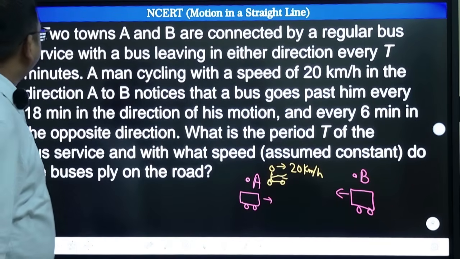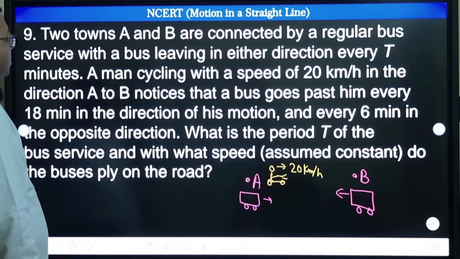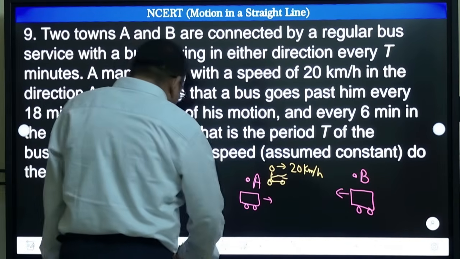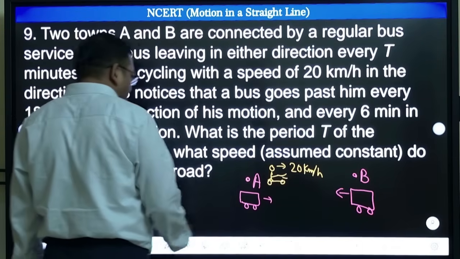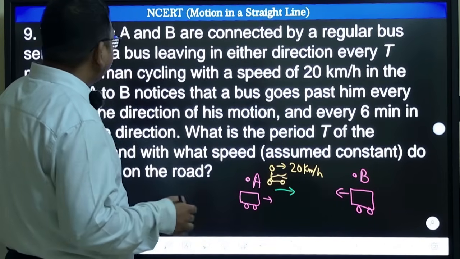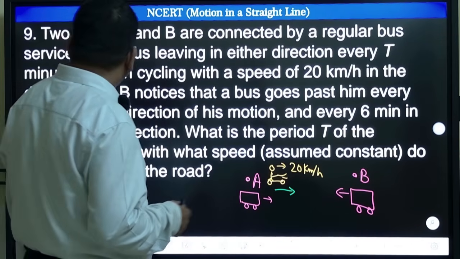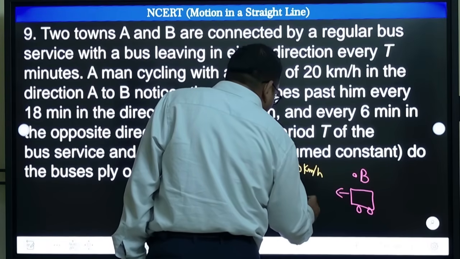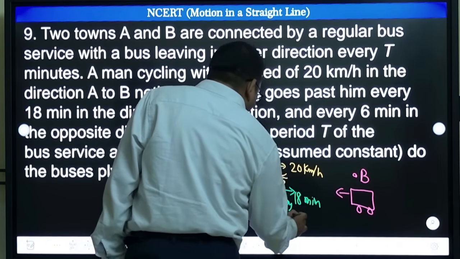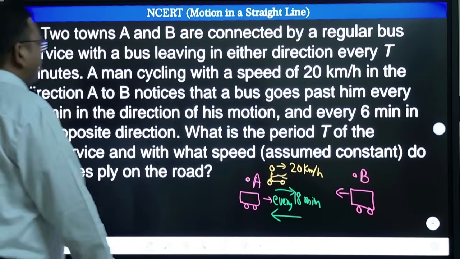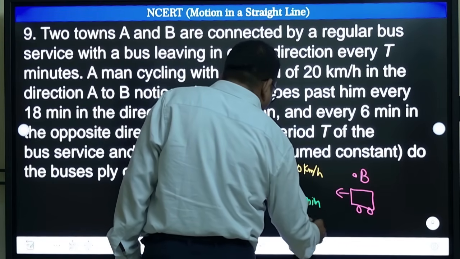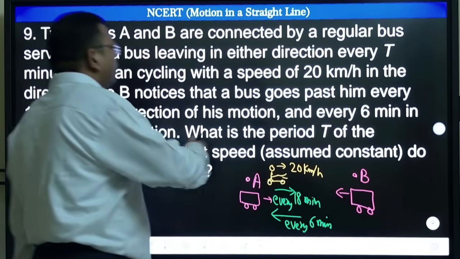Direction of A to B, that a bus goes past him every 18 minutes in the direction of his motion. So what he figures out is that buses going from A to B are going past him every 18 minutes. And in this direction also he is seeing buses, right? Every 6 minutes opposite. So every 6 minutes he is feeling opposite buses are going, right?